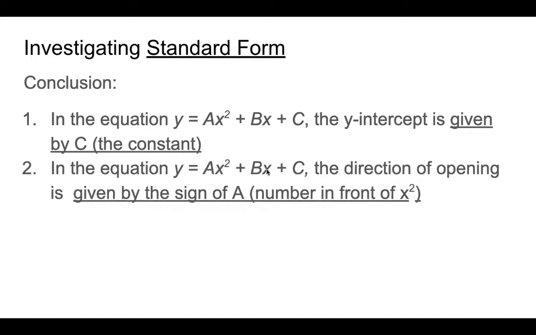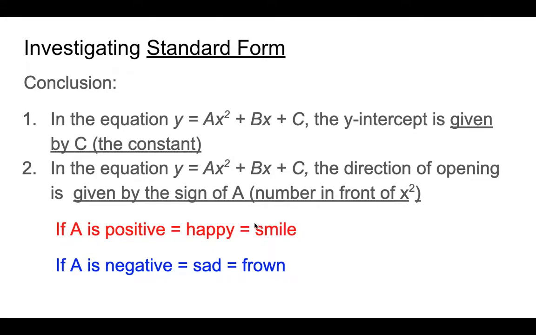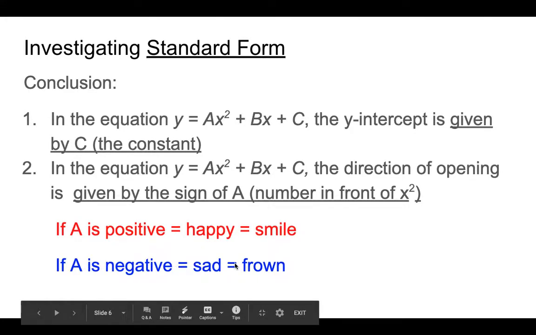Also in this equation, the direction of the opening of the parabola is given by the sign of a, the number in front of x squared. If a is positive, you can think of it as happy, so it looks like a smile. And if a is negative, it's sad, so it looks like a frown.